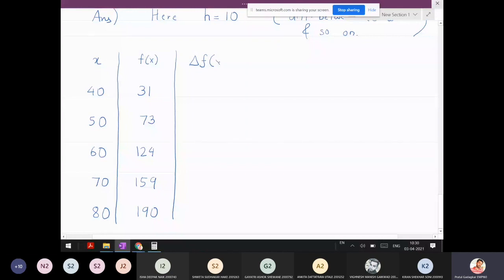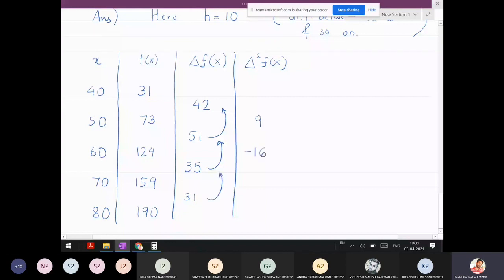I'm calculating the forward difference table, okay, which is 73 minus 31, which is 42, 124 minus 73 is 51, 159 minus 124 is 35, and 190 minus 159 is 31. You can use a calculator in the exam, so don't worry about the subtraction. It won't take you a long time. The next column is delta square f of x. Next, 51 minus 42 is 9. But 35 minus 51 will give me a negative answer, which is minus 16. 31 minus 35 will give me minus 4. That will be negative.